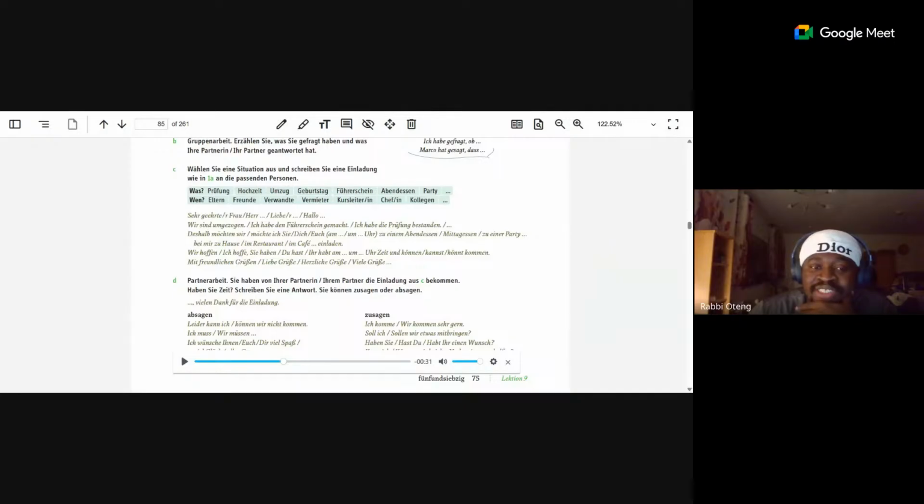Then der Geburtstag is masculine, the birthday. Der Führerschein means the driver's license, masculine. Der Führerschein. Dann das Abendessen, das kennt ihr schon. Die Party, Elternfreunde. Der Verwandte is masculine, the relative. Und der Vermieter, the landlord. Der Kursleiter is like the teacher, the one who is teaching the course. Then der Chef oder die Chefin, Kollege oder Kollegin.